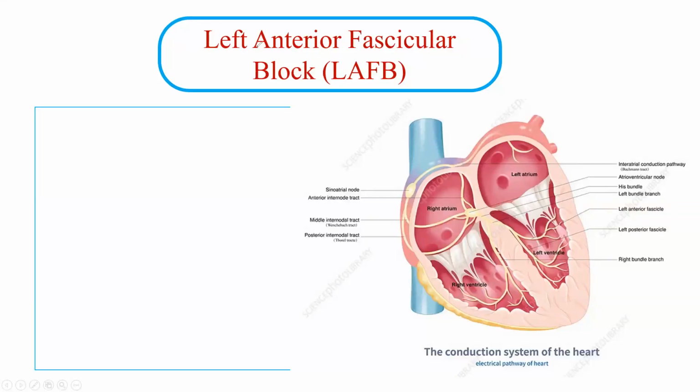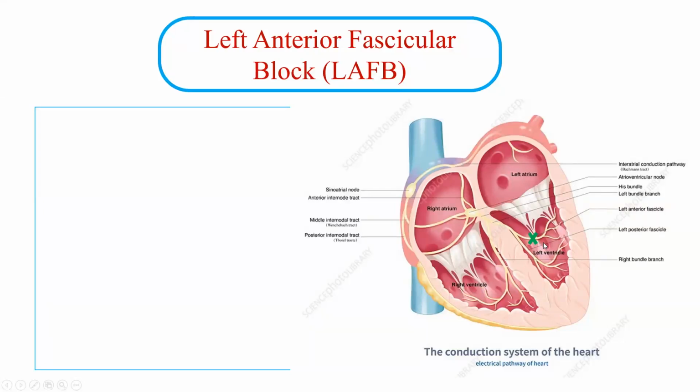Now, regarding left anterior fascicular block, just as a reminder, we know that the left bundle branch is dividing into the left anterior fascicle, and the left anterior fascicle usually goes to the lateral free wall here. And there is a left posterior fascicle which goes down on the septum and starts originating the electricity at the apex, like inferiorly in the septum.